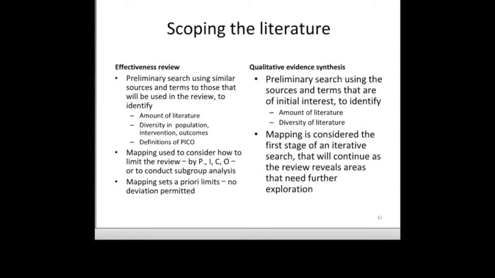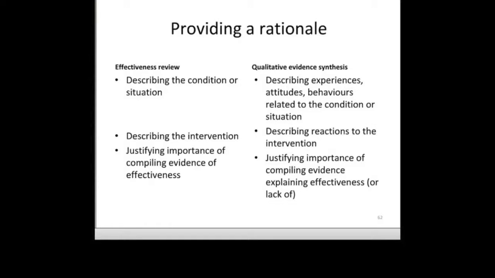Providing a rationale in an effectiveness review really relates to describing the condition or the situation, describing the intervention you're interested in, and justifying the importance of compiling evidence of effectiveness. The same counts for qualitative evidence synthesis. We rather describe experiences and attitudes, behaviors related to a certain condition or a situation, or even the reactions of a target group to interventions that have already been tested out and need to be improved. So that's a way of trying to justify why it's important to compile evidence, qualitative evidence, that may explain heterogeneity, for example, in effectiveness reviews.